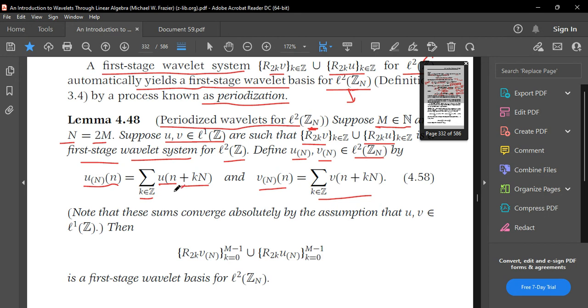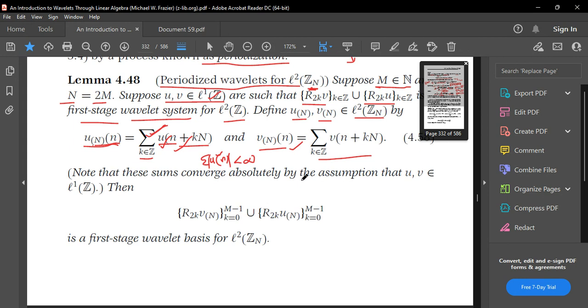These sums converge because we have taken u and v from L1 of Z. From L1 of Z we know that the sum of mod u of n is convergent. This is absolute convergence, and absolute convergence means convergence. So this summation is also convergent, and it is a finite value. We can take the finite value as un of n. Similarly, in this case also, both these series converge. Now we have to prove that R2k vn union R2k un will be a first stage wavelet basis for L2 of Zn.